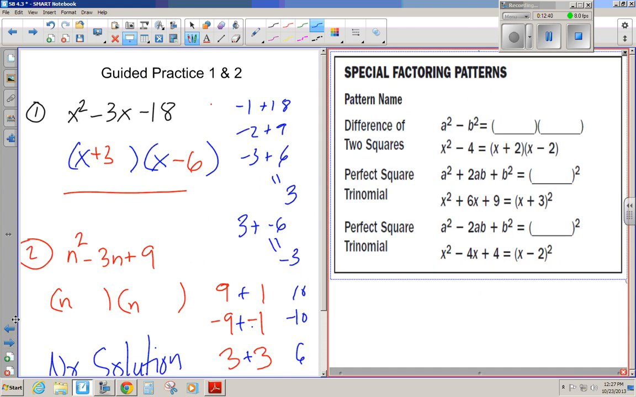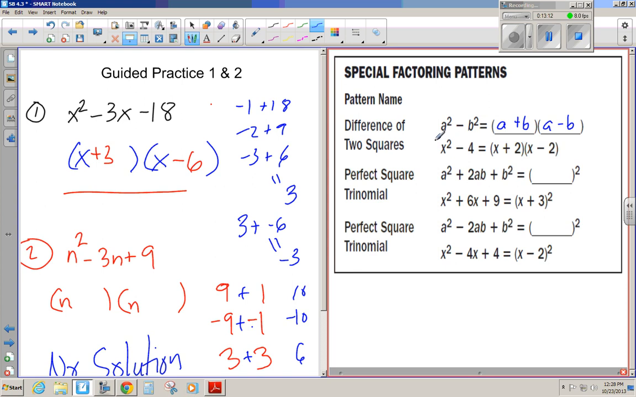All right. Now there are some special patterns that will make it easier for you. One is called a difference of two squares. A squared minus b squared. All you have to do, the middle part basically disappears. So all you do is you put a plus b, and then you put a minus b. This will make the middle term disappear.